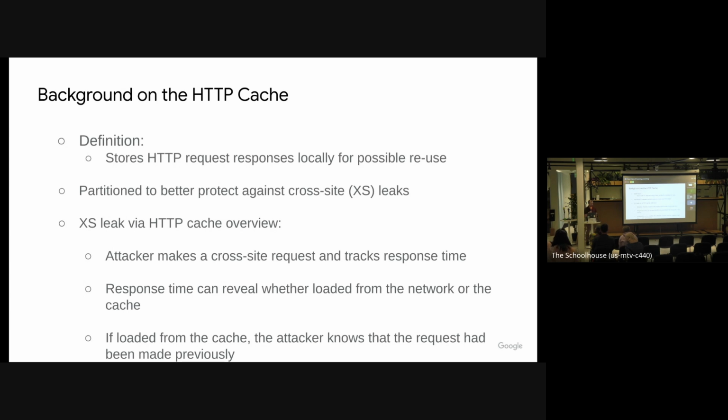And what is a cross-site leak? From the perspective of the HTTP cache, usually attacks involve fetching some cross-site resource and then timing the request to see whether the request was made over the network or was fulfilled from the cache locally. And attackers can use this to know internal state about a site that they're trying to probe information from.